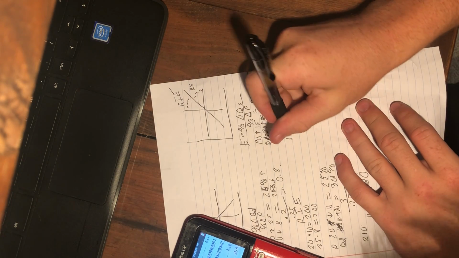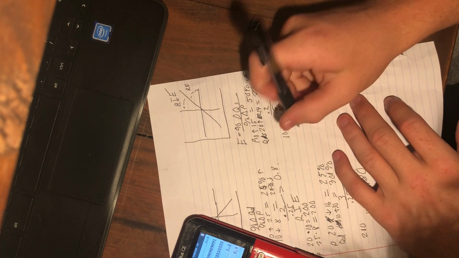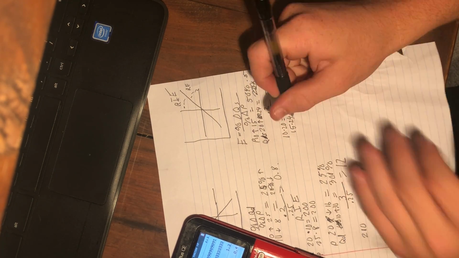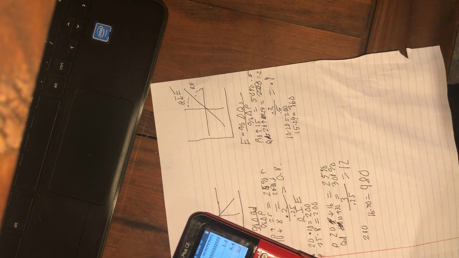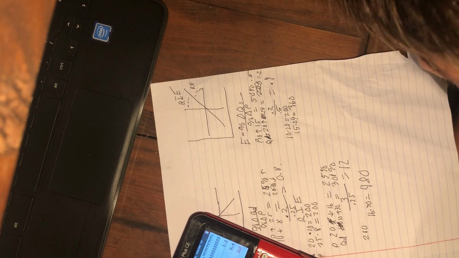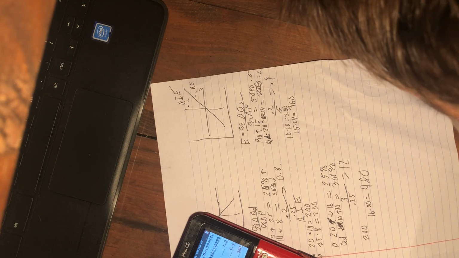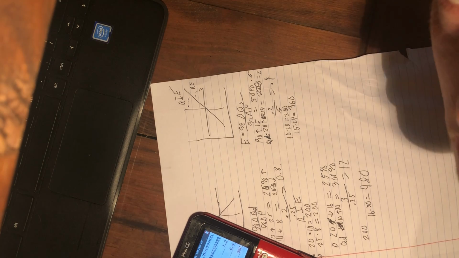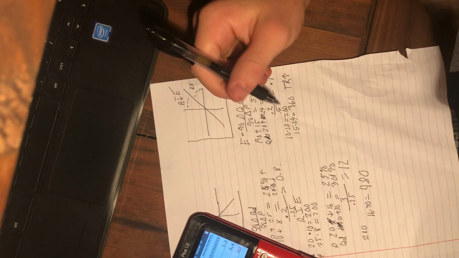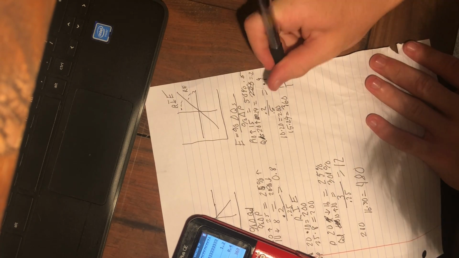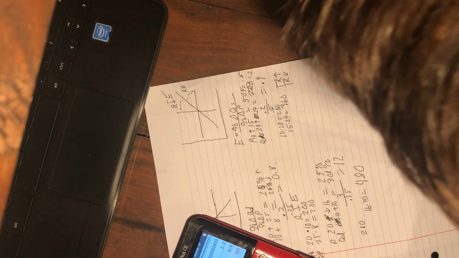So 10 times 20, as we all know, equals 200. And 15 times 24 equals 360. So when it's inelastic, this tells you that if the price is going up, quantity supplied is going up, total revenue is always going to increase. TR always goes up. But if they're both going down, which is what's going to happen, total revenue is always going down. Simple as that for when it's inelastic.